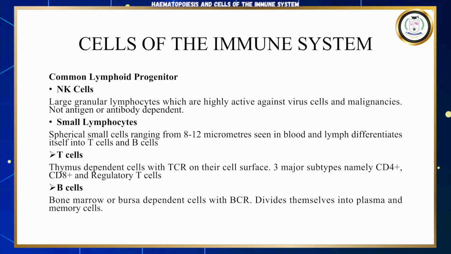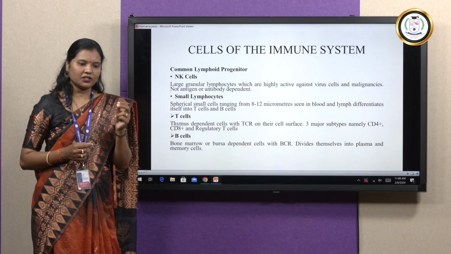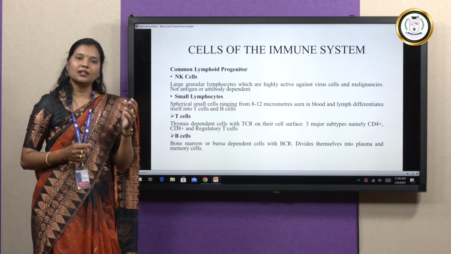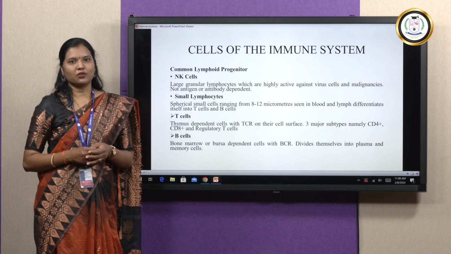And then we have LAK, lymphokine activated killer cells. They are also a set of NK cells, but they take up the help of the cytokine called interleukin 2. Only when they are augmented or complemented with interleukin 2 are these LAK cells able to show their cytotoxicity.